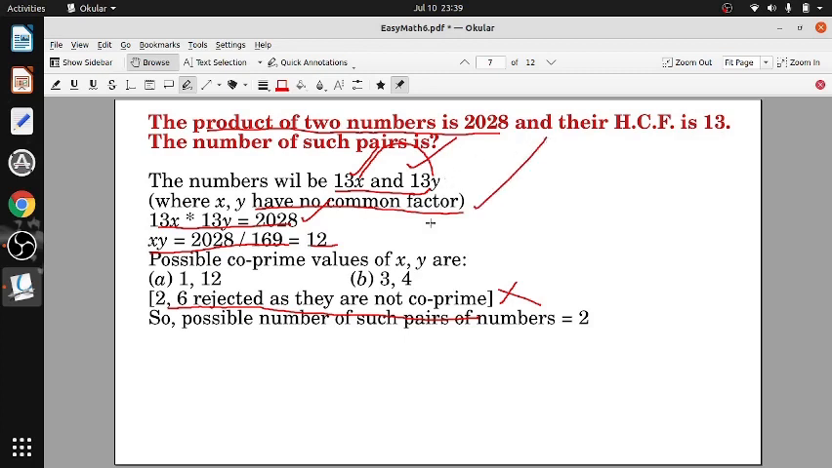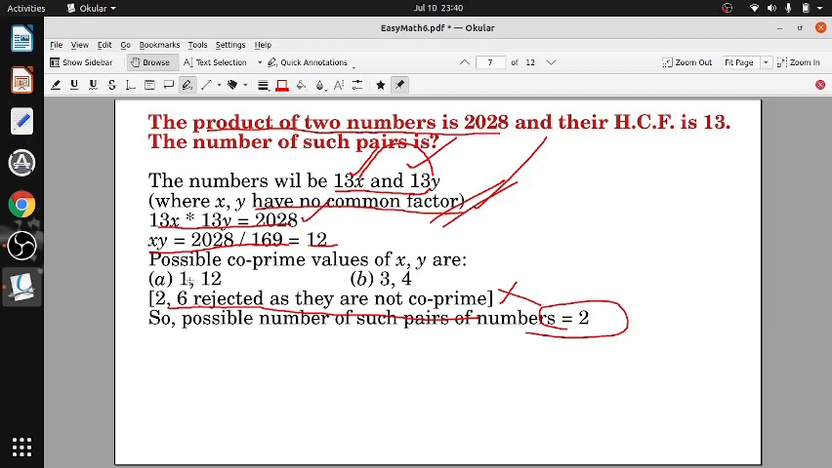And we already said that x and y have no common factor. So 2 and 6 make 2 a common factor. So you ignore that. 1, 12 and 3, 4. That means the numbers are 13 into 1 and 13 into 12 or 13 into 3 and 13 into 4. That means you are getting two such pairs.